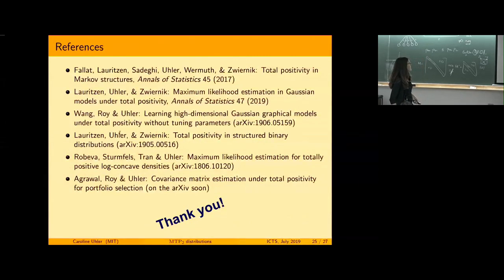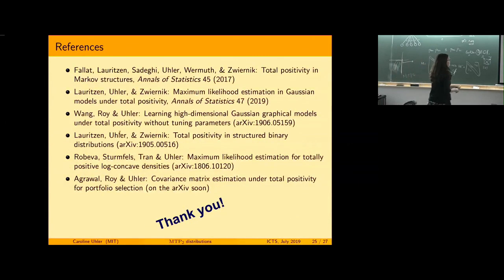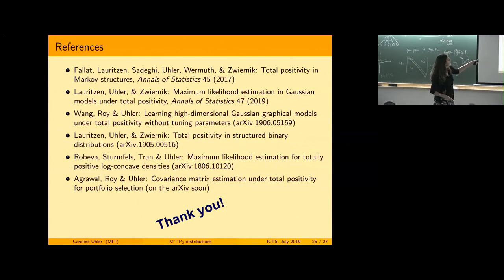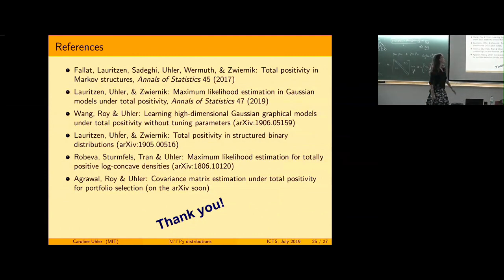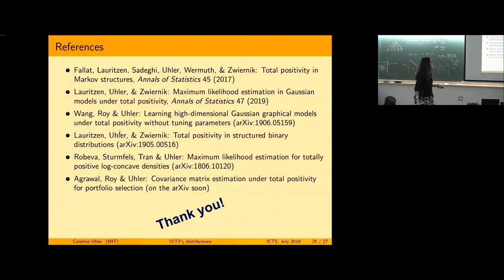Okay, so these are all the references that we have on MTP2. We really started with something where we just looked at conditional independence relations of what MTP2 implies. And this is the paper under Gaussianity. This is the paper for showing that you don't need tuning parameters in the high dimensional setting. Then this is the Ising paper. And then this is the non-parametric density estimation paper. And this is the finance paper that hopefully will be on the archive in a week or so.